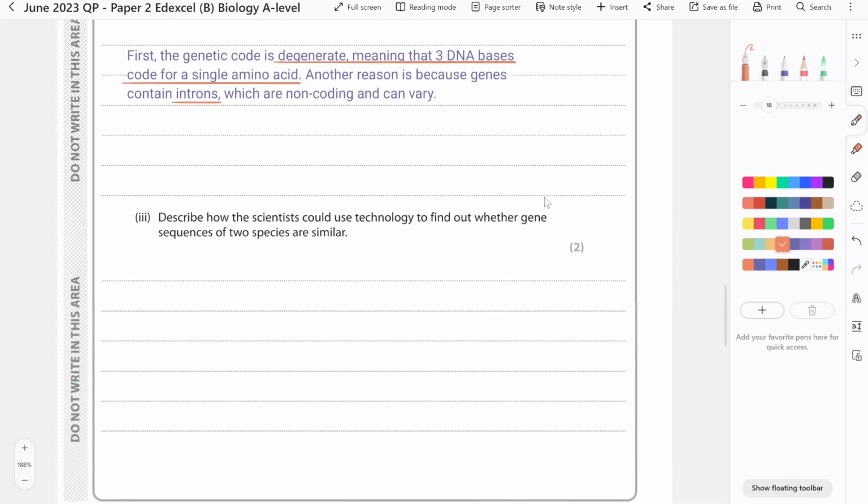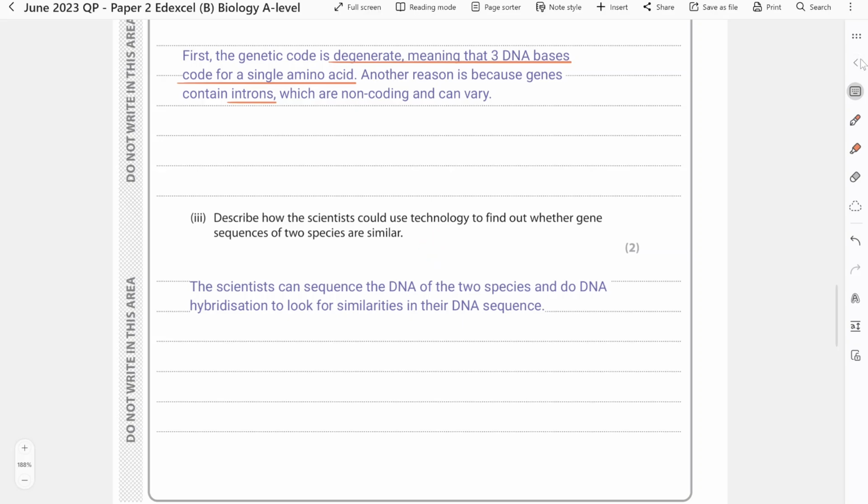All right, part 2. Describe how the scientists can use technology to find out whether the gene sequences of 2 species are similar. There's actually 2 ways to go about this, but I've mentioned one of the ways. So the scientists can sequence the DNA of the 2 species and then do DNA hybridization. DNA hybridization is a technique that aligns the 2 sequences together and looks for similarities and differences between the 2 sequences.